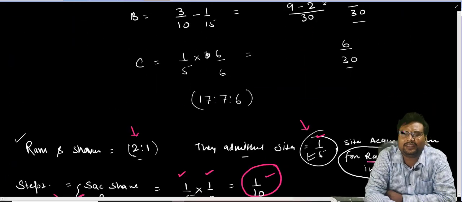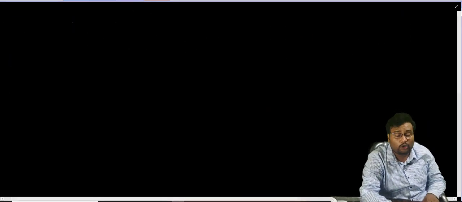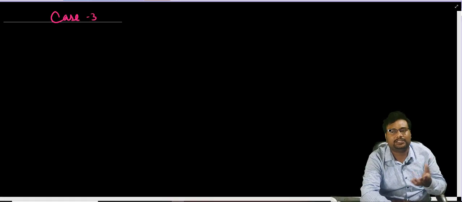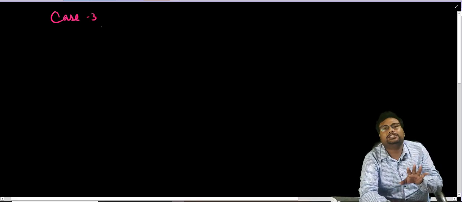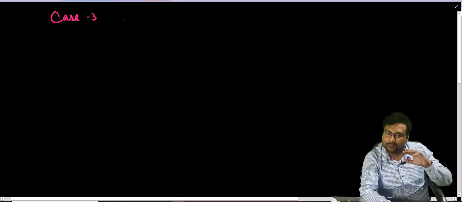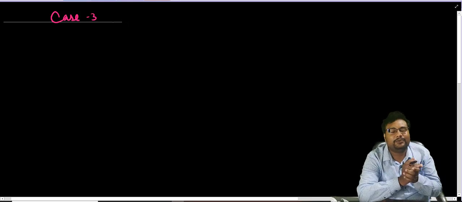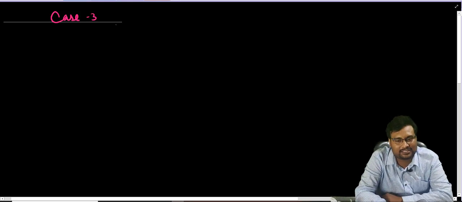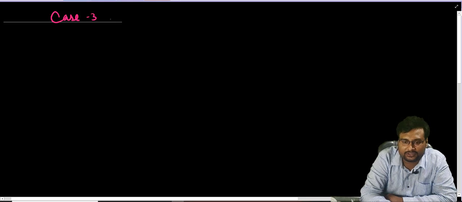So case number 3 is all about what? Case number 3 is quite easy as compared to case number 2, because in case number 3 again more than 2 information is there. Suppose if only 2 information is there, that will be case number 1. But when more than 2 information is there, then it will be case number 2 or case number 3. So what is case number 3? Case number 3 contains 3 information.